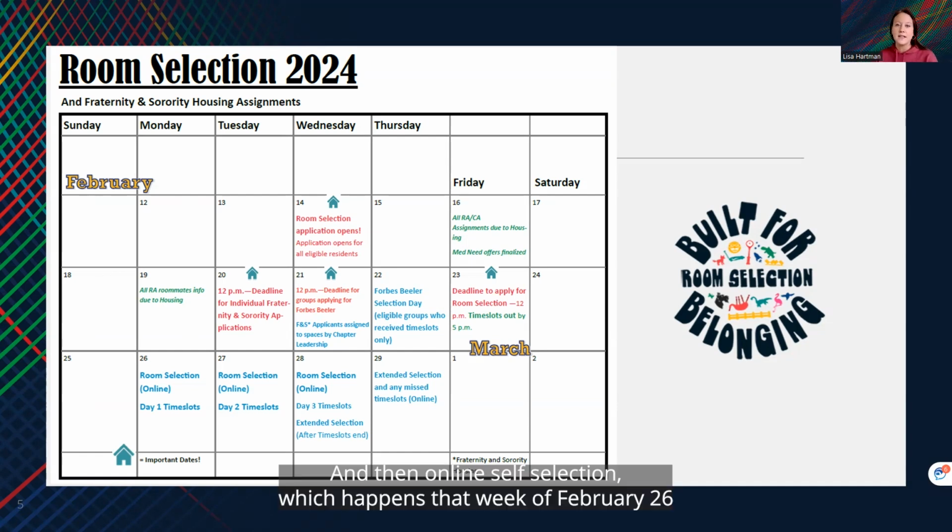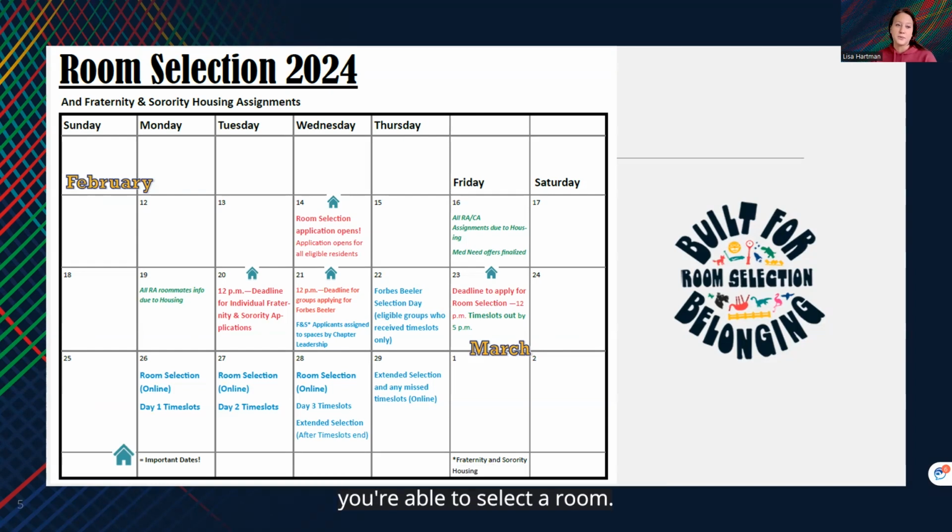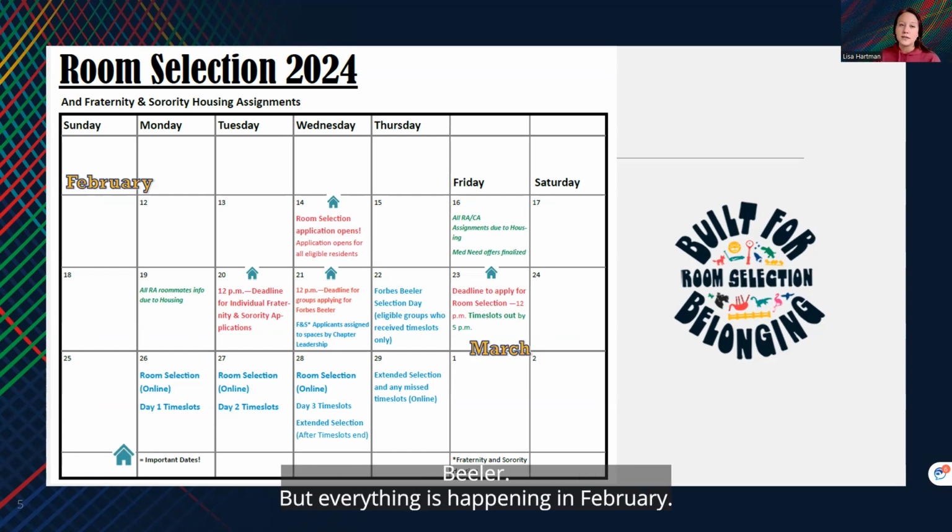And then online self-selection, which happens that week of February 26th. Again, it's just a few minutes depending on how quickly you're able to select a room. So everything is happening in a pretty condensed time frame. The week of February 19th is when some of those special processes are happening, like fraternity sorority and Forbes Beeler. But everything is happening in February. And so just be mindful of these dates as you are making your plans for next year.